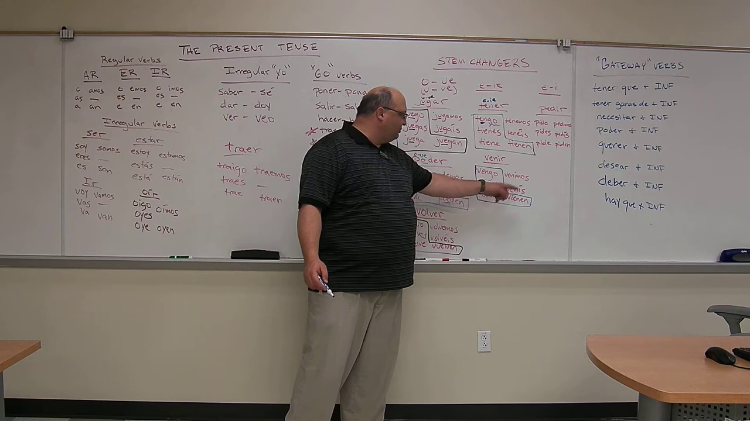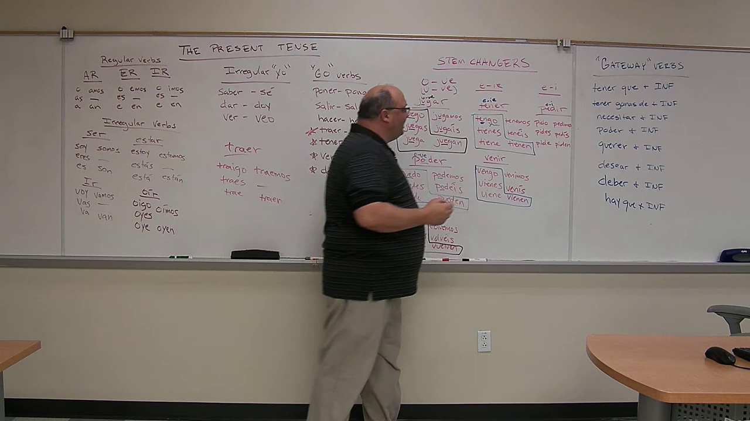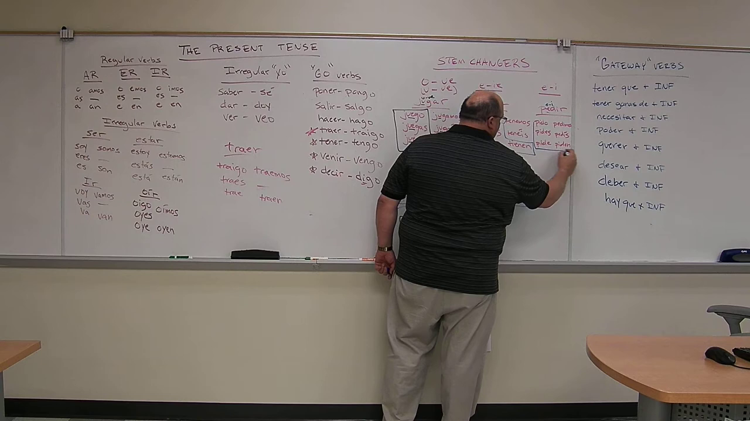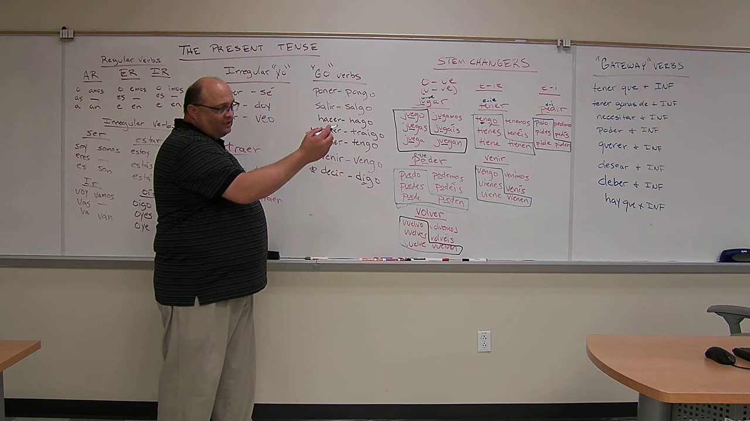And then we have E to I. I just have one of these up here right now. Pido. E to I: the E changes to an I, that E right there. Pido, pides, pide, pedimos, pedís, piden. Decir is an example of this, and it's going to be like this one. That's why I have decir here, because I'm going to do it right now.